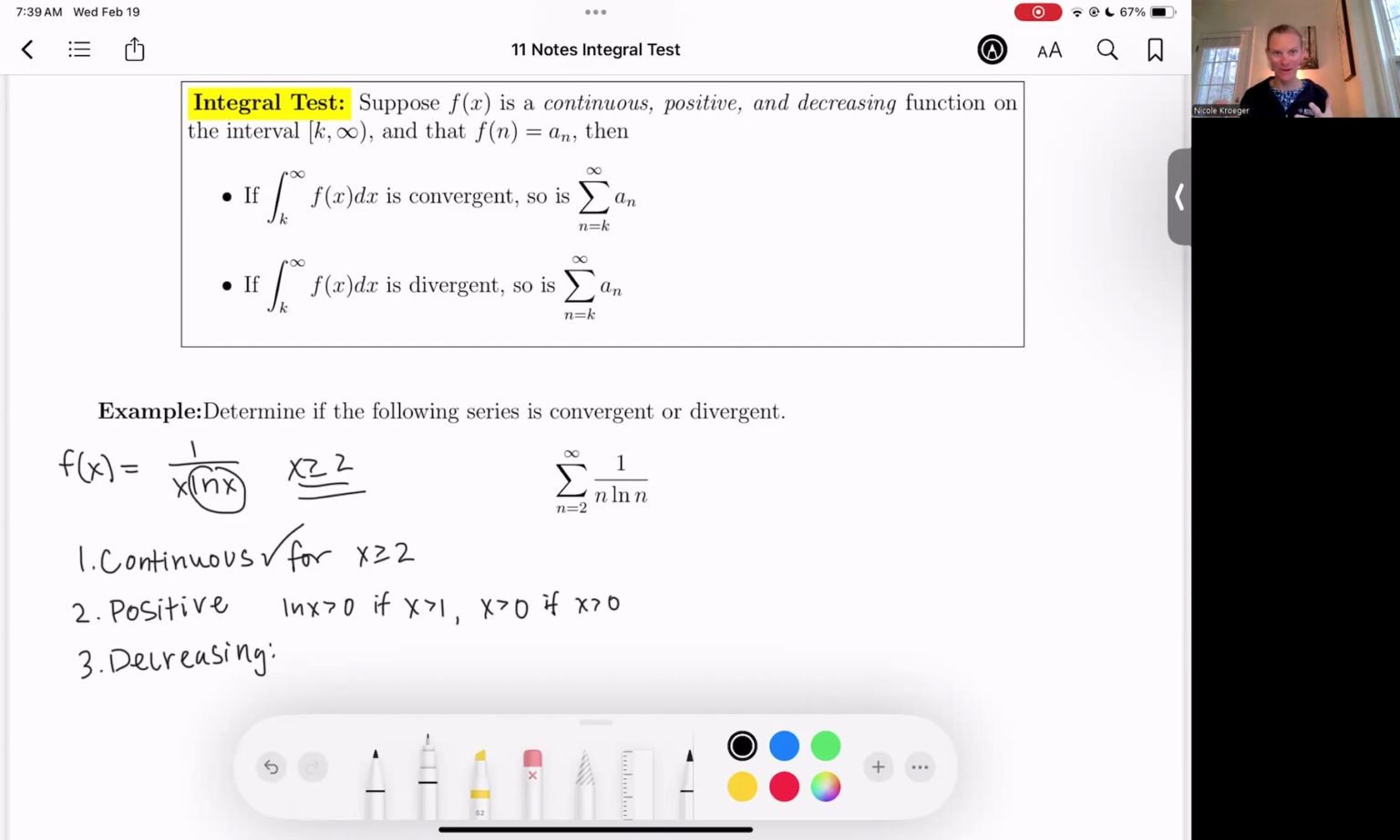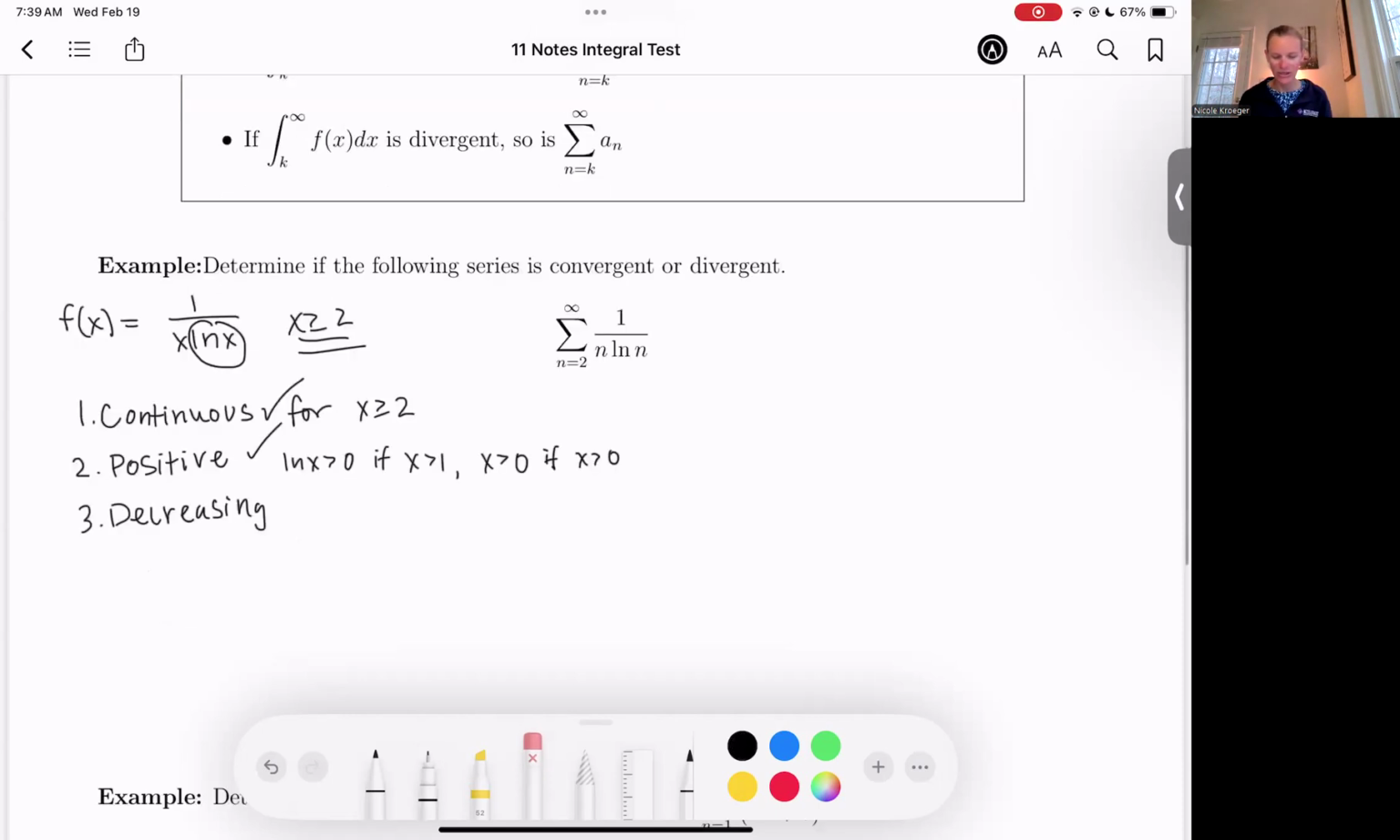Since we're looking at x bigger than or equal to 2, then this whole thing will be positive. Okay, so that's good. On your paper, you probably want to write some of these words out. I'm going to be a little bit lazy today and not write them out. And then why is this function decreasing?